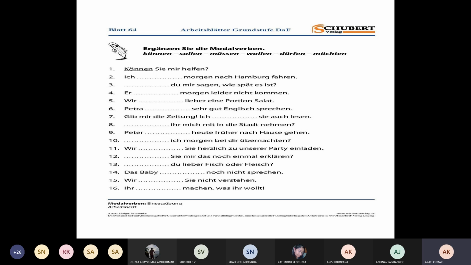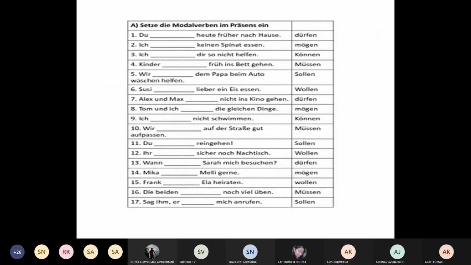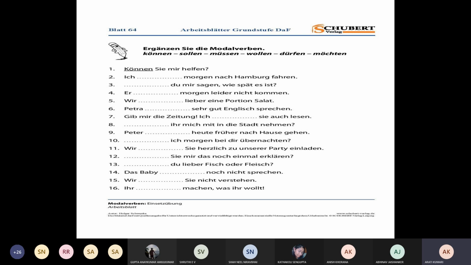Okay. Number 8. Ihr mich mit in die Stadt nehmen. Here also können. Könnt ihr mich mit in die Stadt nehmen? Can you please take me along into the city? Number 9. Peter heute früher nach Hause gehen. So, as you can see, the previous first sentence is very similar to this. Du heute früher nach Hause. So here also. Peter darf heute früher nach Hause gehen. Peter is allowed to go home earlier today.